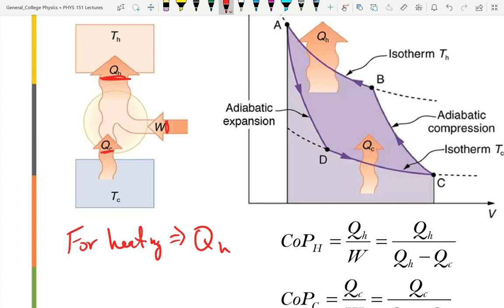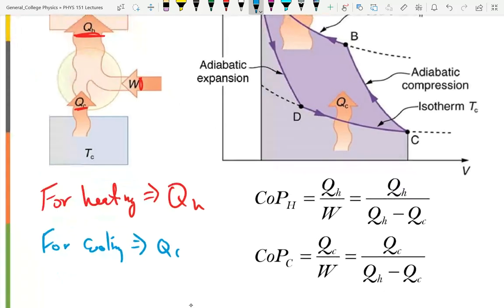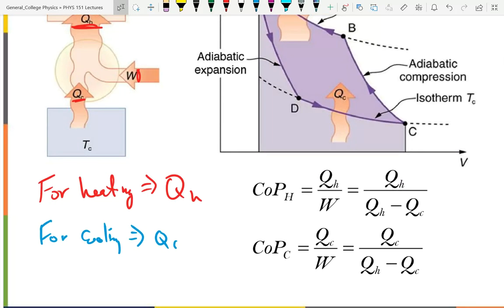If you're using it for cooling, then the important thing is Q cold. For cooling, the important thing is Q cold. And so the coefficient of performance for cooling is Q cold over work. So we calculate two different coefficients of performance depending on what you're using it for. Notice, a heat pump can be used to either heat or cool because it's just moving heat.